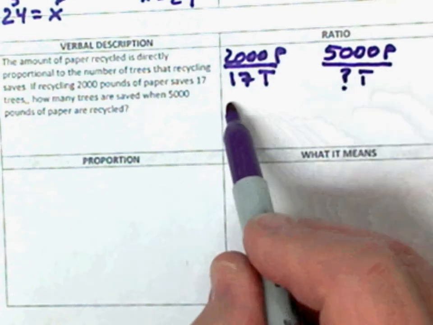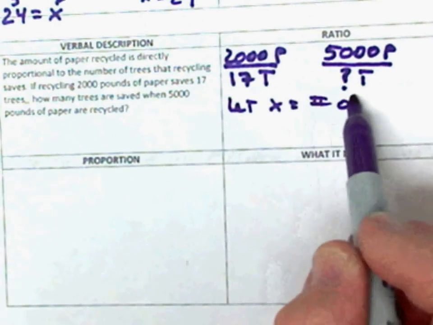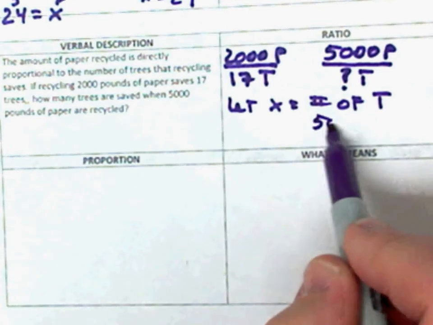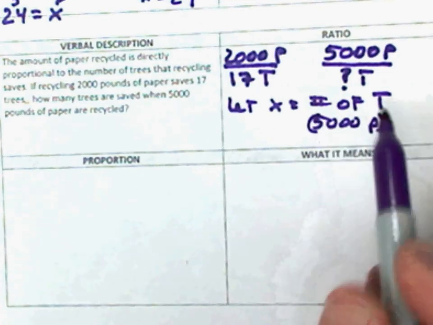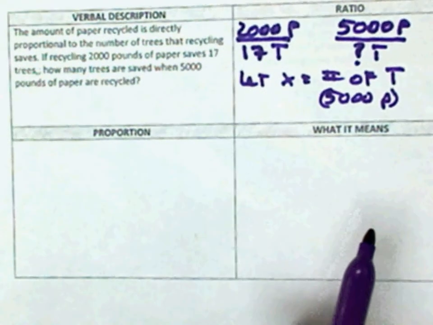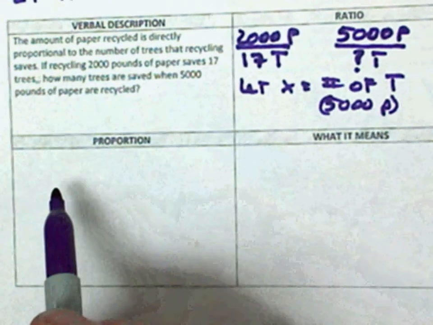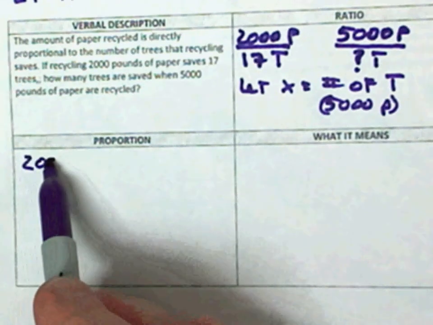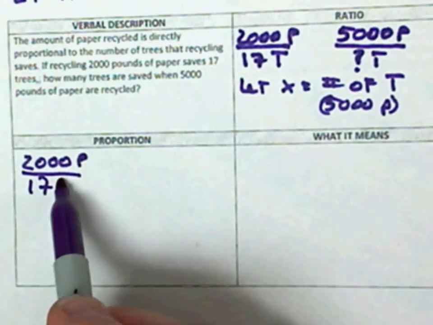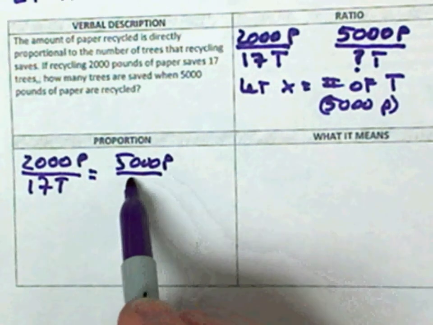So again, let X equal the number of trees when we recycle 5,000 pounds. So what does our proportion look like? Mr. Kearns? 2,000 over 17 equals 5,000 over X. All right, this is 2,000 pounds over 17 trees equals 5,000 pounds over X trees.